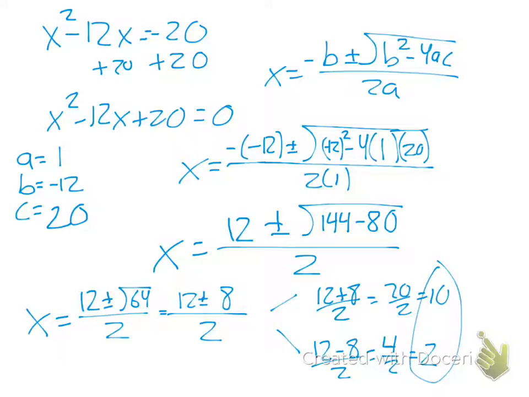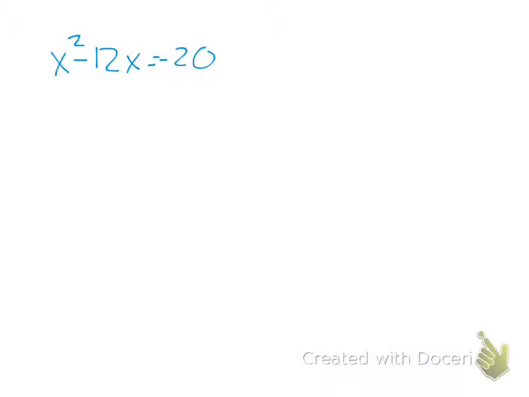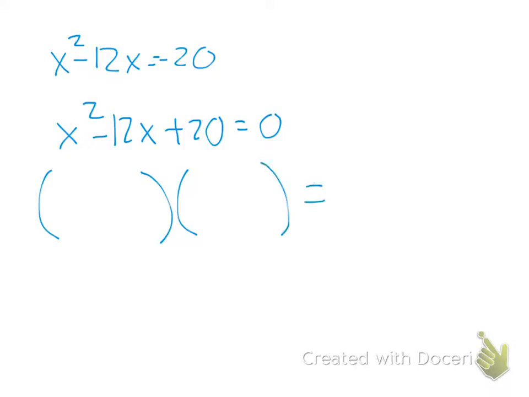Hey guys, watch this. Here's our original problem. I still can bring the 20 over to get this, right? A is equal to 1. You know what would be faster to find solutions than the quadratic formula? Factoring.